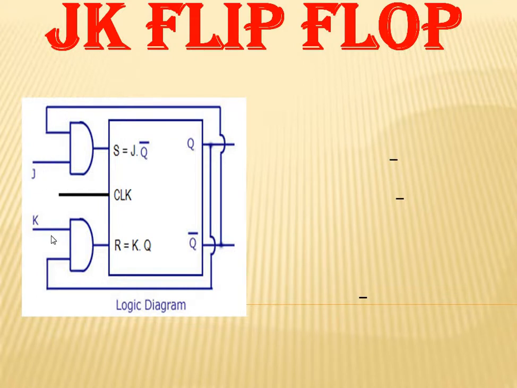The inputs to the AND gates form J and K, and one more input to these AND gates is from the output of the clocked SR flip-flop. Thus, the output of gate 1 becomes S, which is equal to J into Q bar. The output of gate 2 becomes R, which is equal to K into Q.